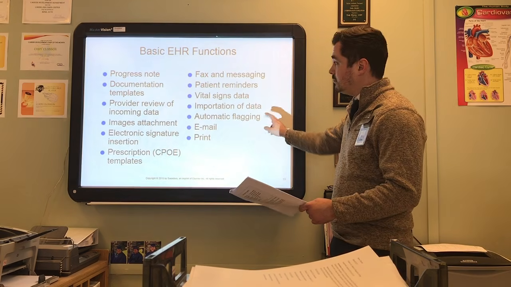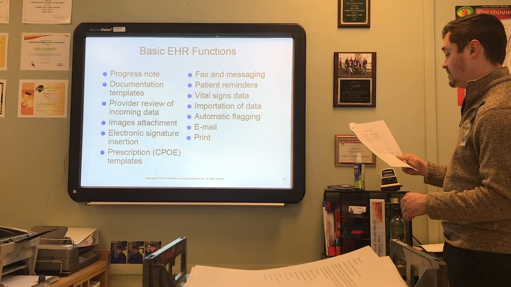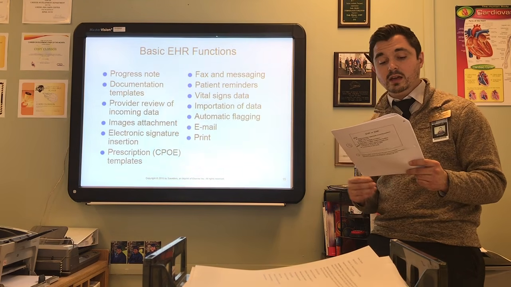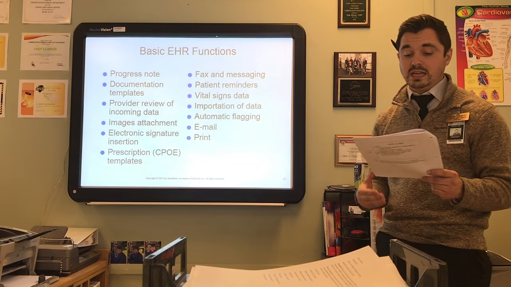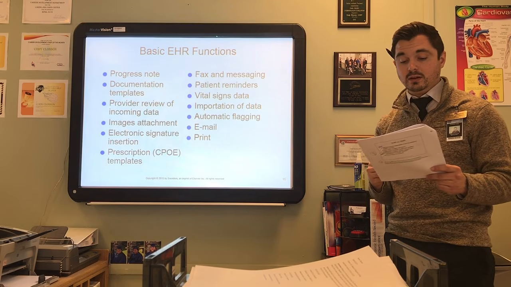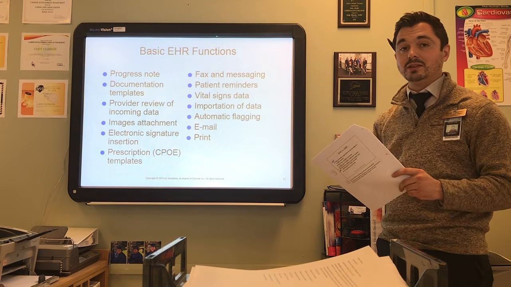Okay. So here are some basic functions of an EHR system. Most EHR systems have some basic functionality with differences in task execution, navigation, workflow, and so forth. Because their fundamental features are similar, the user can adapt to different systems with very little difficulty.